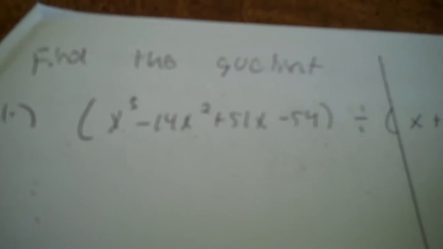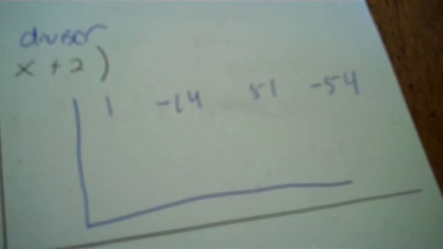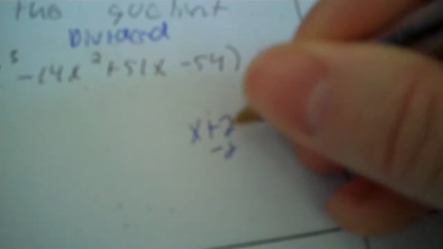Okay, find the quotient. We have x to the third power minus 14x to the second plus 51x minus 54. Okay, that's the dividend. Divided by the expression x plus 2. That's the divisor. Okay, so we need to set up our synthetic division. Okay, so the dividend, we just put the coefficients 1, negative 14, positive 51, negative 54. And the divisor x plus 2, we set that equal to 0 and find what that would be. It'd be negative 2.